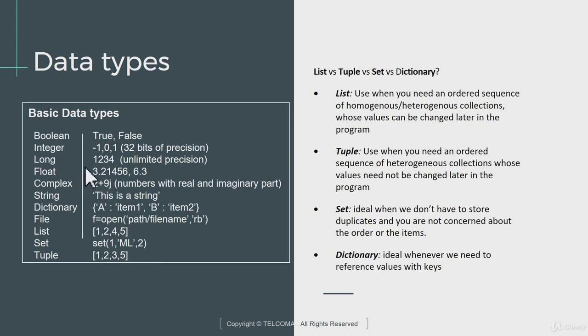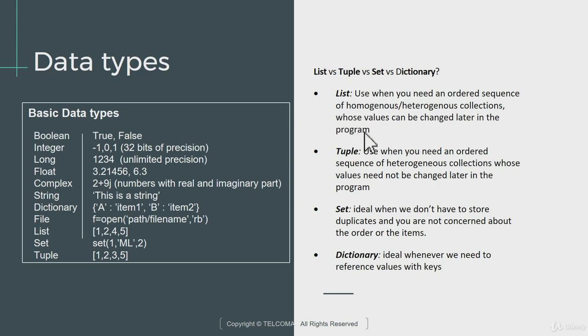So in this basic set of data types, it's fairly straightforward to understand the differences between Boolean, integer, long, float, and probably even string. But let's take a little better shot at understanding dictionary, list, set, and tuple. When do we use a list or a tuple or a set or a dictionary? A list can be used when you need an ordered sequence of homogeneous or heterogeneous collections whose values can be later changed in the program.